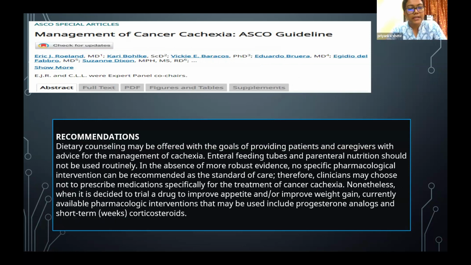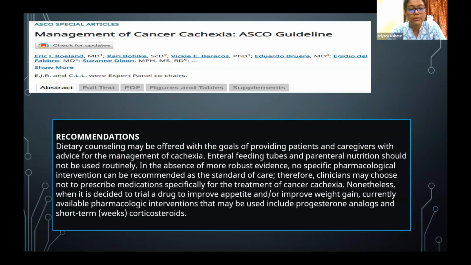Recommendations: dietary counseling may be offered with the goals of providing patients and caregivers with advice for the management of cachexia. Enteral feeding tubes and parenteral nutrition should not be used routinely. In the absence of more robust evidence, no specific pharmacological intervention can be recommended as the standard of care. Therefore, clinicians may choose not to prescribe medication specifically for the treatment of cancer cachexia.